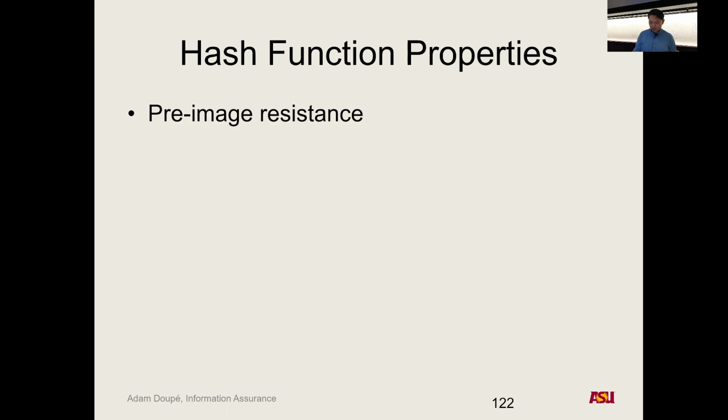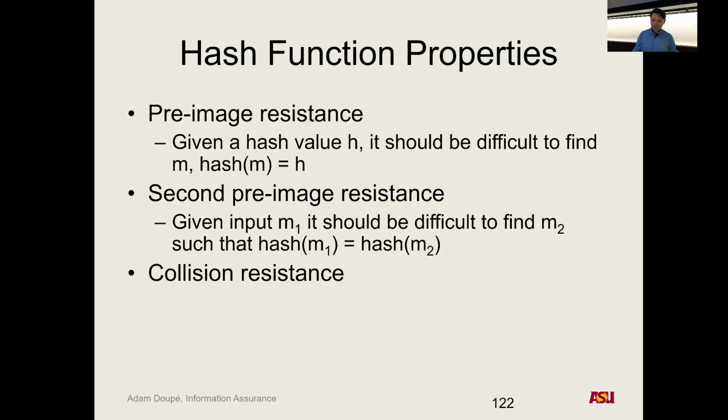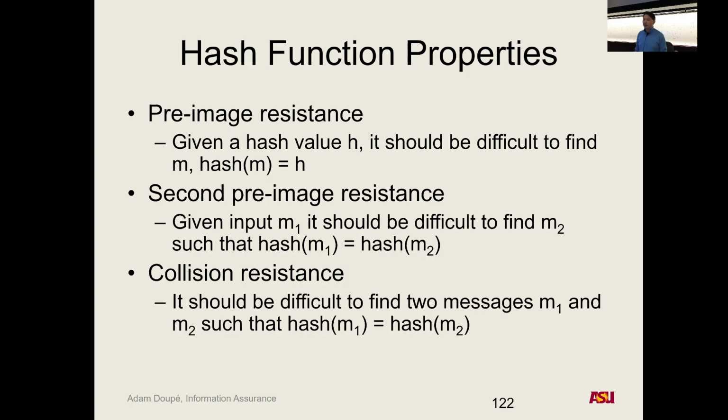Okay. Here are three hash function properties. They are like requirements for designing hash functions. A hash function should meet these requirements regarding resistance. What is the resistance? The first one, pre-image resistance.